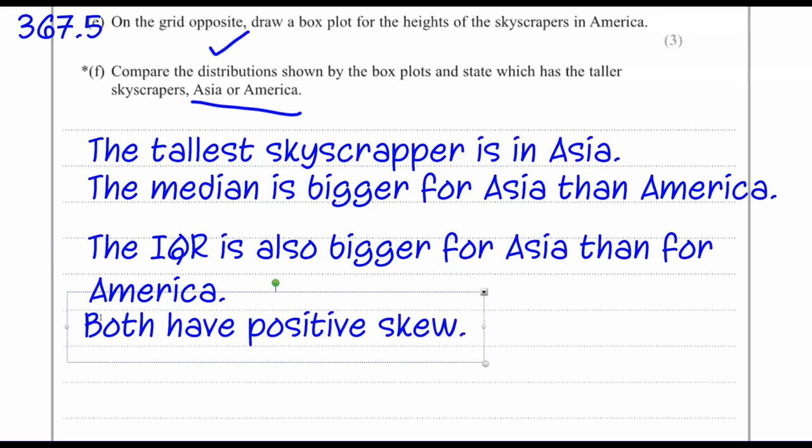That's 4 comments that we've made, so that will get us 4 marks.